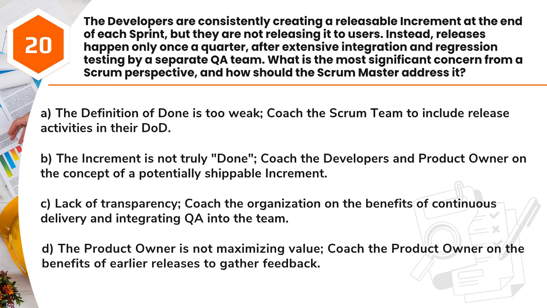A. The definition of done is too weak. Coach the Scrum team to include release activities in their DoD. B. The increment is not truly done. Coach the developers and product owner on the concept of a potentially shippable increment. C. Lack of transparency. Coach the organization on the benefits of continuous delivery and integrating QA into the team. D. The product owner is not maximizing value. Coach the product owner on the benefits of earlier releases to gather feedback.